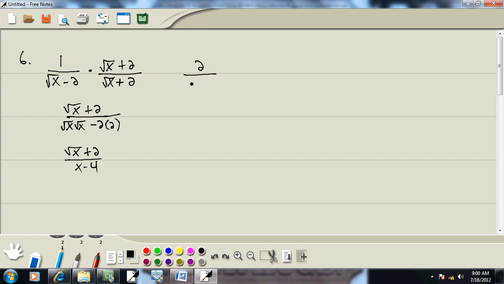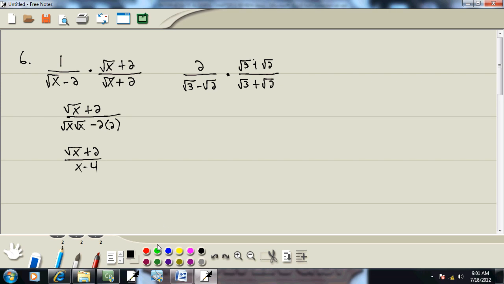Let's look at our second example. We've got 2 over square root of 3 minus square root of 2. Again, we've got two items down below here, and at least one of them is a radical. So we multiply top and bottom by the conjugate of the bottom. So this would be square root of 3 plus the square root of 2. And we'll multiply the top by that also.